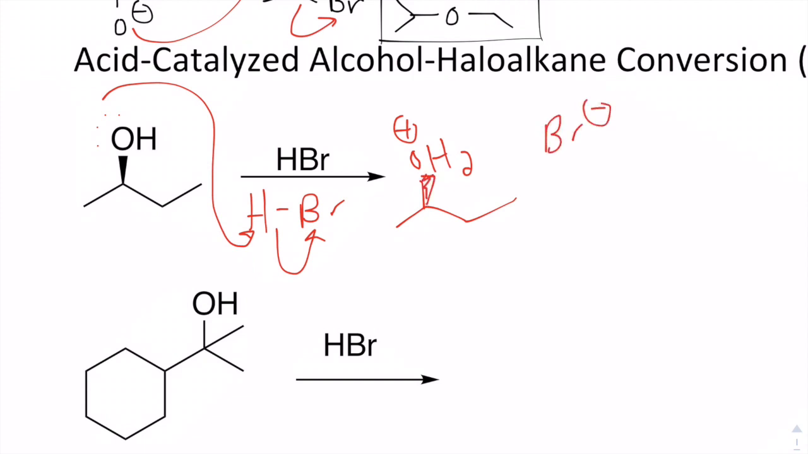Okay, so now we have this choice. Is this reaction going to go through an SN1 or an SN2 reaction? Well, our bromide is negatively charged, so that's a pretty good nucleophile. So I can just say good nucleophile.